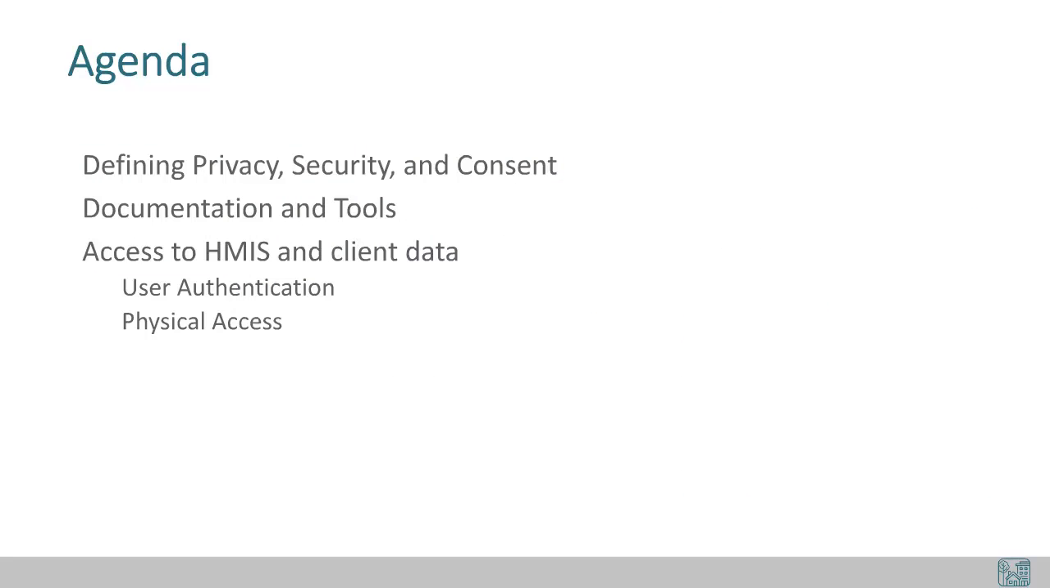Today's agenda will follow these three guidelines. First, we'll start off with defining some principles of privacy, security, and consent that guide our system. Then we'll work through the documentation and tools that explain and support our privacy policies. And finally, we'll talk about access to HMIS and to client data. And that will include user authentication as well as physical access.